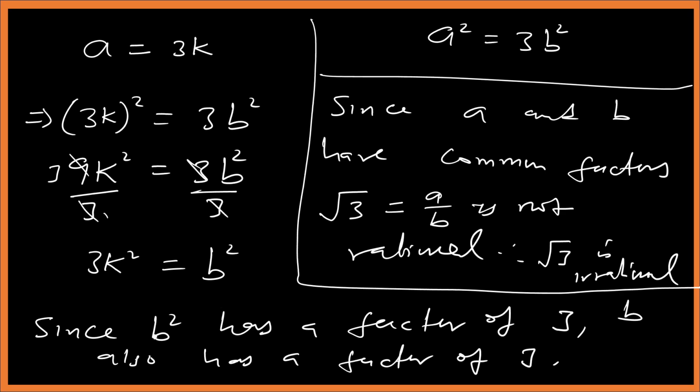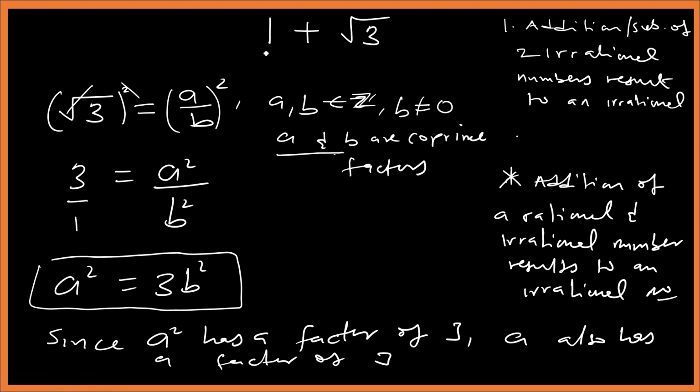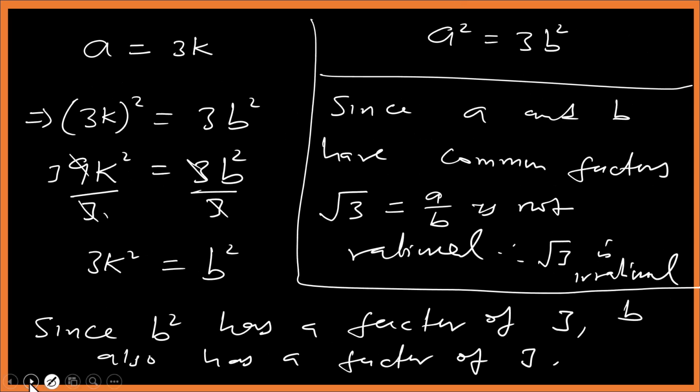So knowing that root 3 is irrational, we now go back and do substitution. Remember 1 plus root 3, and root 3 here is an irrational and 1 is a rational. So this condition says that addition of a rational and irrational number results in an irrational number. So with this, we conclude that 1 plus root 3 is an irrational.